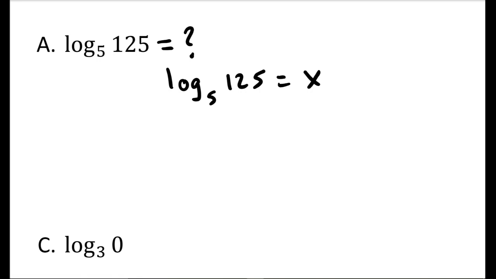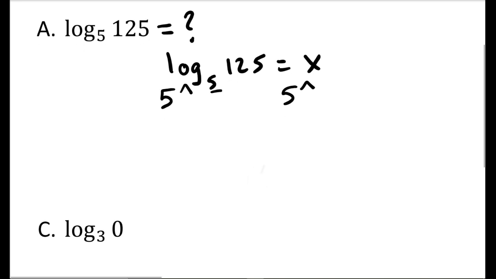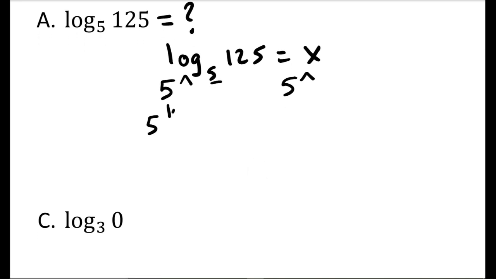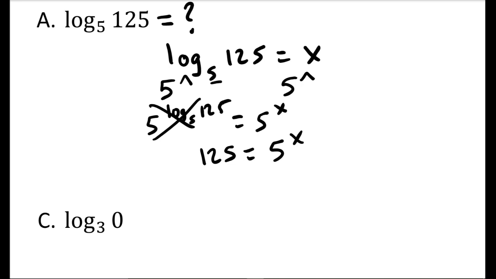So now we know that x is equal to this. So I can convert this to the exponential form. And that's exactly what we're going to do here. So we're going to get rid of this log. Remember that the only way of getting rid of a log is the inverse of the log. The inverse of the log is the exponential. So we're going to raise 5, which is the base here, to both sides' power. Now we've got 5 raised to the log base 5 of 125 equals 5 to the x. And now those cancel, leaving me with 125 equals 5 to the x power.